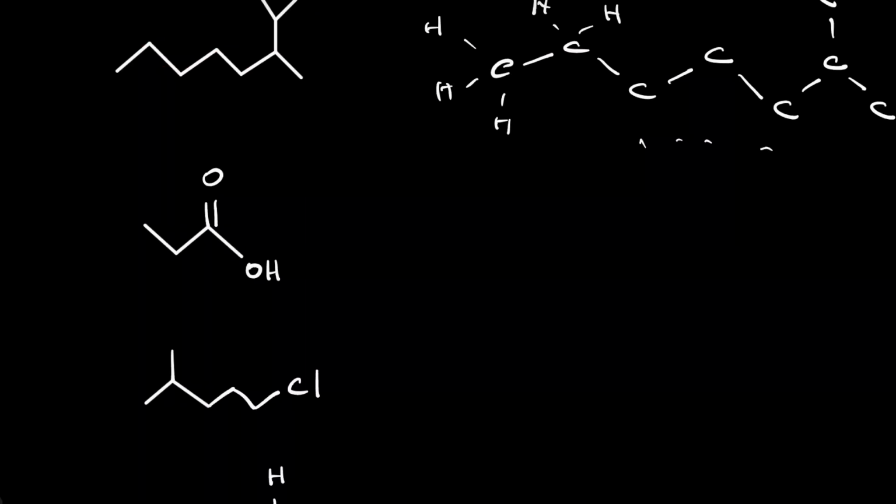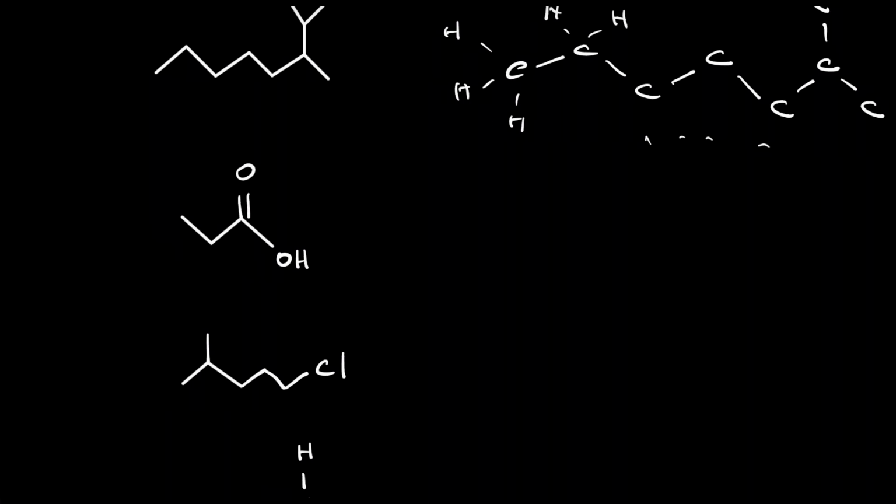What about this structure here? First thing first, count the line ends. 1, 2, 3. Remember, this does not count as a line end. So we have 3 carbons. So draw the carbons first. 1, 2, 3.